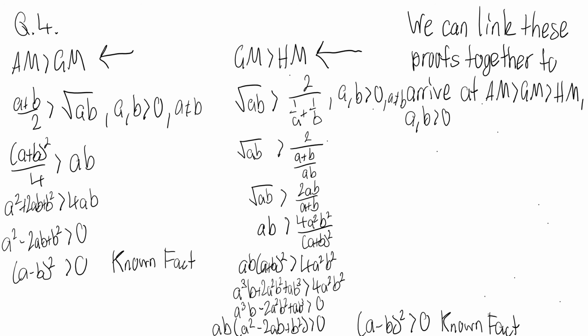And then we expand out the bracket to get A cubed and then multiply by AB to get A cubed B plus 2A squared B squared plus AB cubed is greater than 4A squared B squared. We take 4A squared B squared off both sides. We factorise, so we take AB out of everything to get AB outside of A squared minus 2AB plus B squared is greater than 0. Divide by AB, so we'll get rid of that, and then factorise again to get A minus B all squared is greater than 0, again, which is a known fact. And we can link these two proofs together to arrive at AM is greater than GM is greater than HM for AB greater than 0.